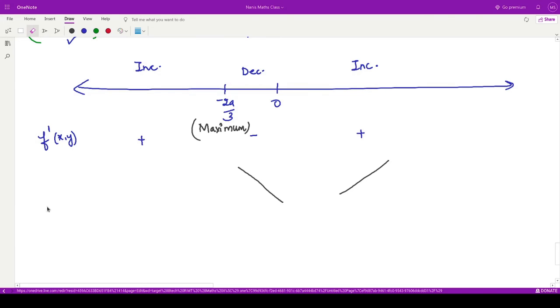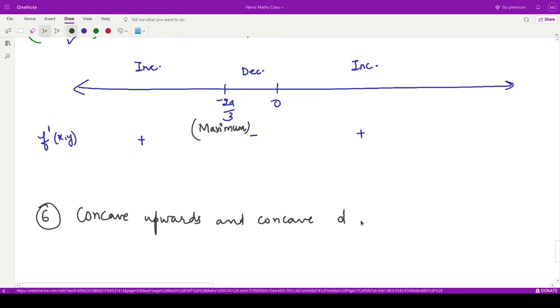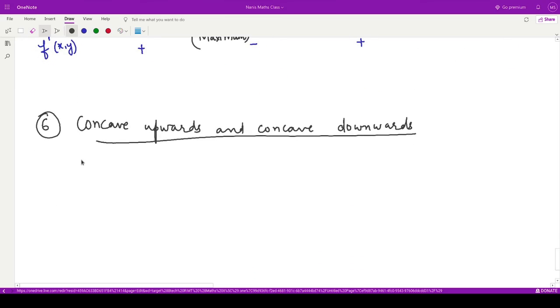So let us see it. Next is the concave upwards and concave downwards. In order to check this behavior, what we shall do, we shall see the double derivative of the given curve.